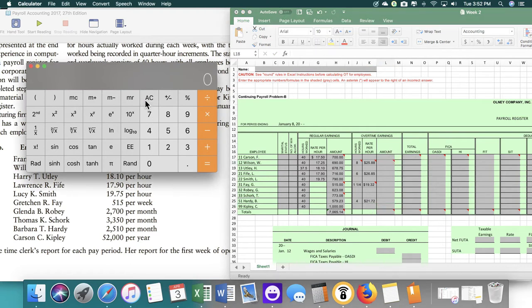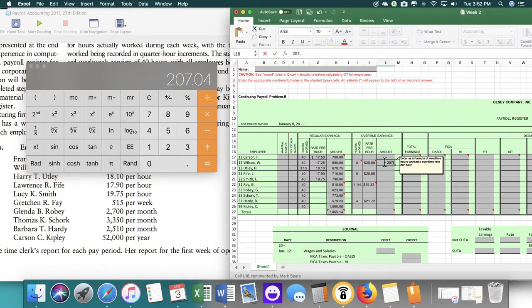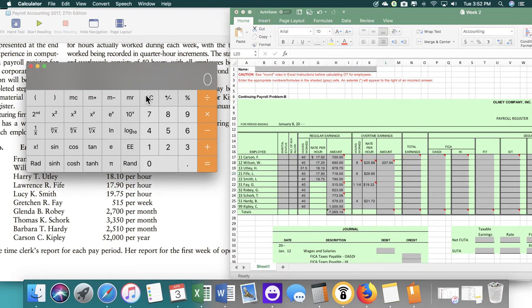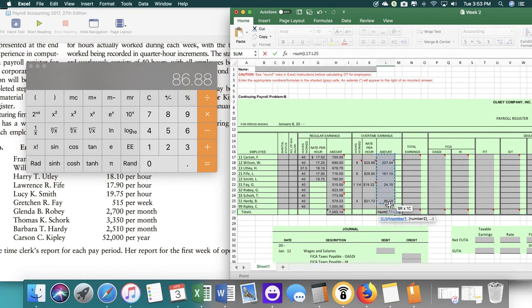Okay, and so now we can just do the math. So we have 8 times 25.88. And then we're just going to go straight down and do the same thing. 6 times 26.85. 1.25 times 19.32, 24.15. And then the last one, 4 times 21.72, so that gives us 86.88. And again, since we did not have formulas in the cells, we're just going to let Excel do the math.